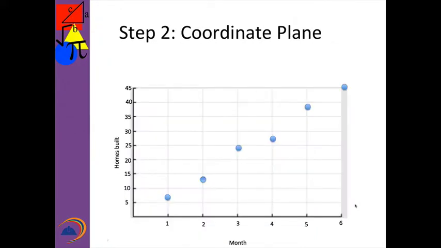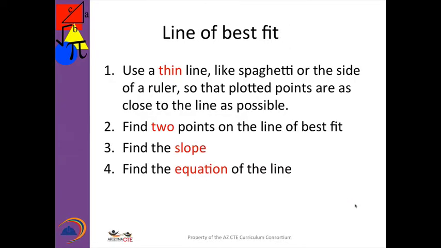Welcome back. Let's look at how I plotted them. Here's my plots. They're almost in a straight line, but not quite. All right, so we've got the homes built, we've got the months, and we've got the dots. Okay. Next thing we're going to do is draw a line of best fit. So in order to do this, the easiest way is to use a thin line, like a piece of spaghetti or the side of a ruler or a piece of thread or string, so that the plotted points are as close to the line as possible. So you want about the same number of points above and below the line. All right. Then you're going to find 2 points on the line of best fit if possible. Find the slope and the equation of the line.